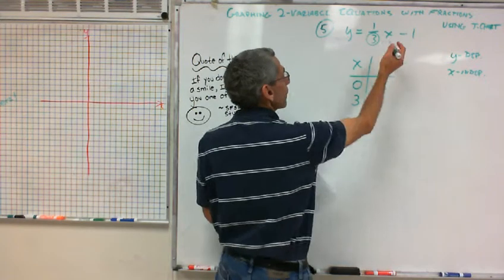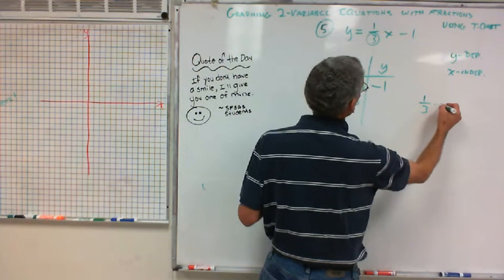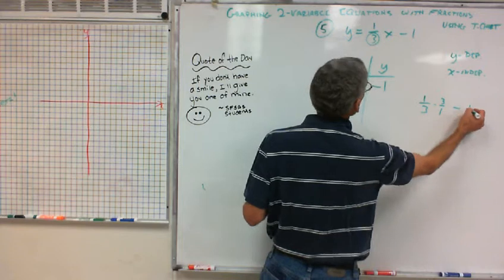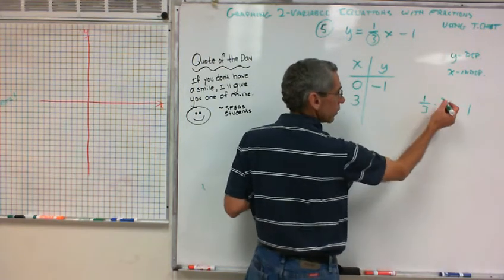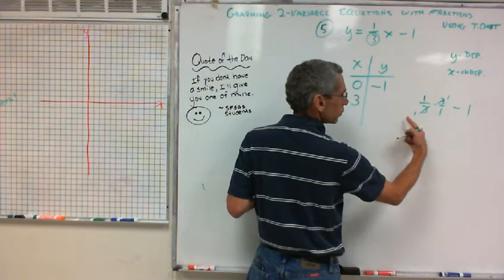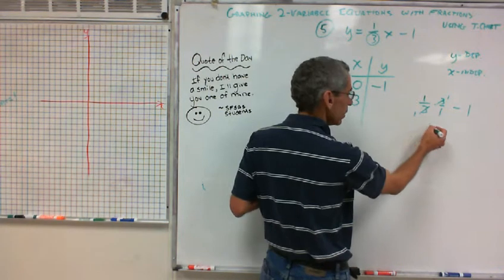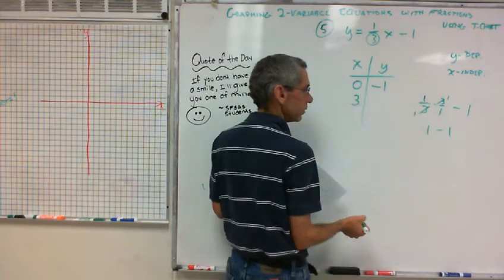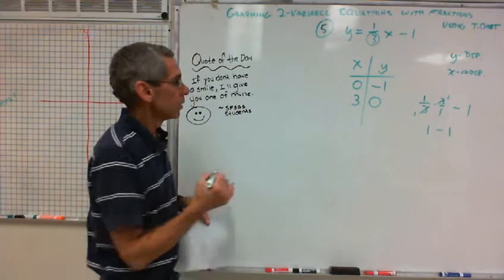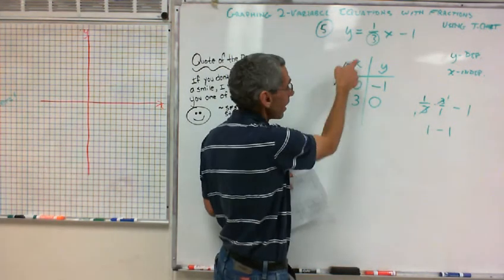And then I'm going to see, what does that give me? If I had 1/3 times 3, which is the same as 3 over 1, and then minus 1. Well, what is this? 3 goes into 3 once, 3 goes into 3 once. 1 times 1 is 1, 1 over 1 is 1, right? Is that clear? So 1 minus 1, what's the answer? 0. So y is 0.